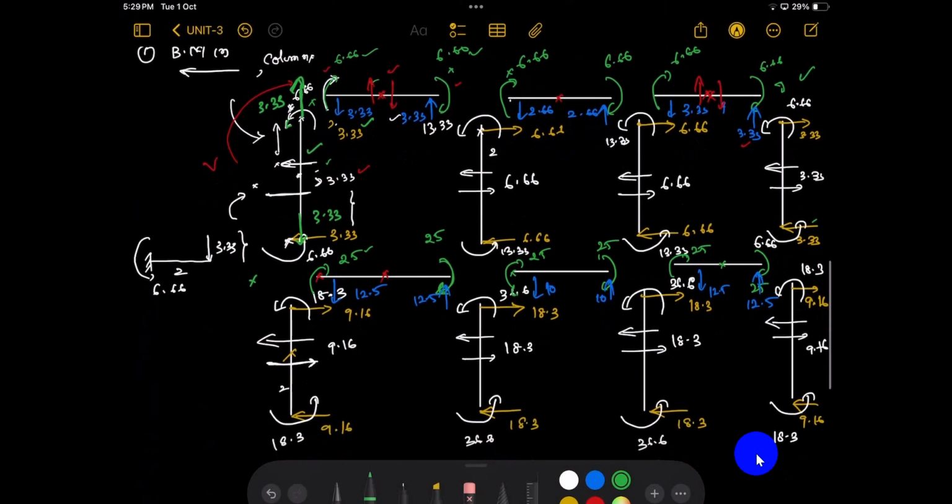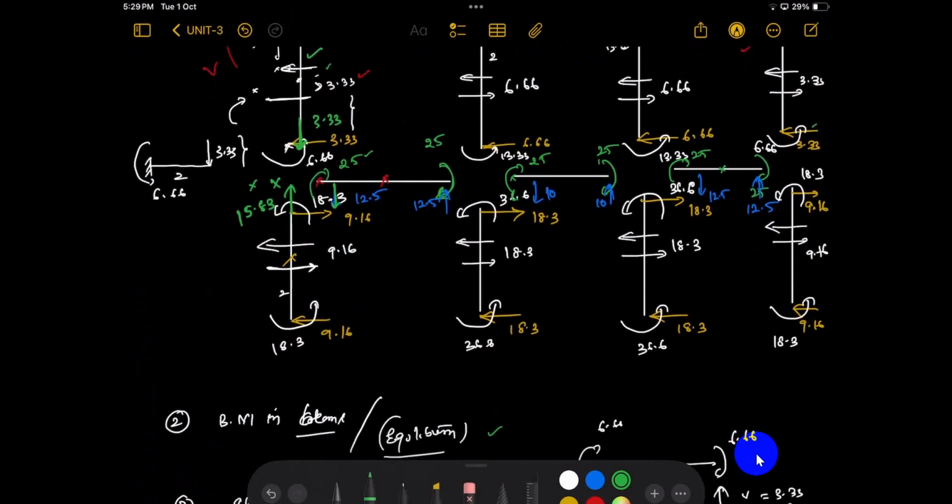So now comes to this column joint. This is 3.33. This is again what is that? 12.5. So to maintain joint equilibrium, see again, this must be how much? 3.33 plus 12.5 is 15.83. That's it, 15.83. So to maintain the total column in equilibrium, this must be 15.83. That's it.